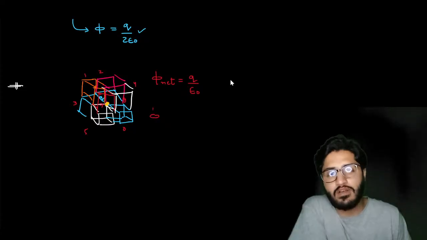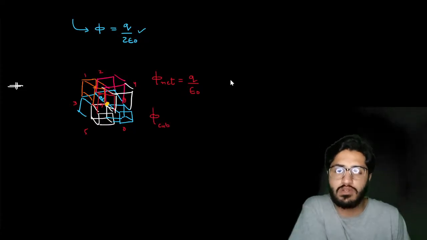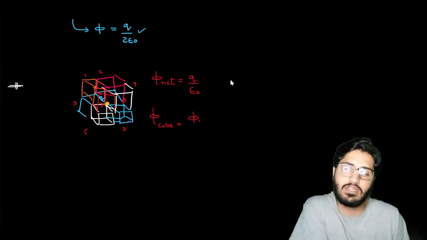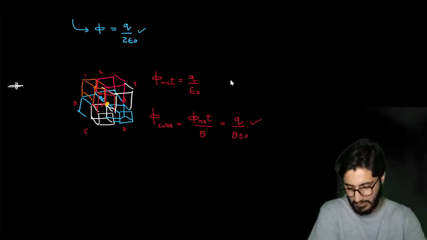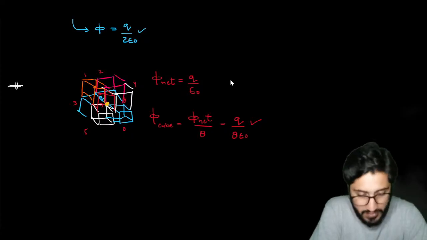And what will be the flux through one cube? Sir, total net flux divided by the number of cubes. Sir, it is 8. So I can write it is q by 8 epsilon naught. Q by 8 epsilon naught.